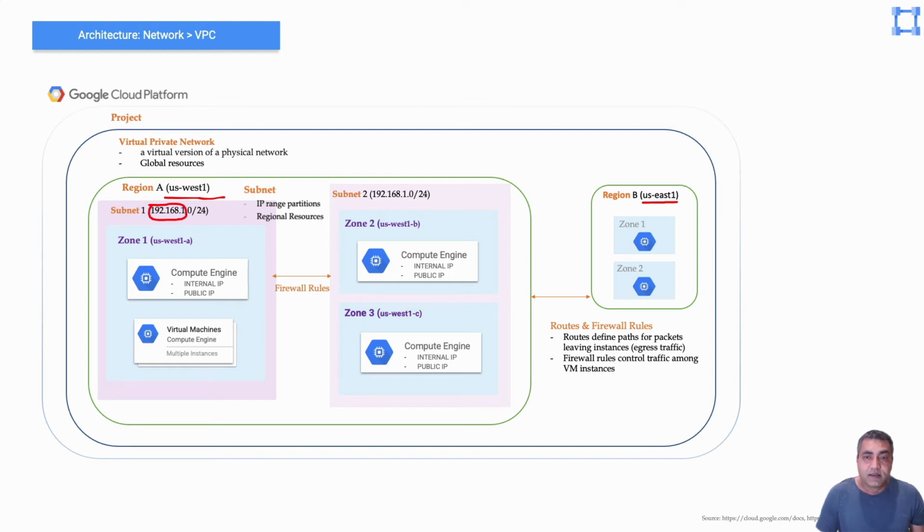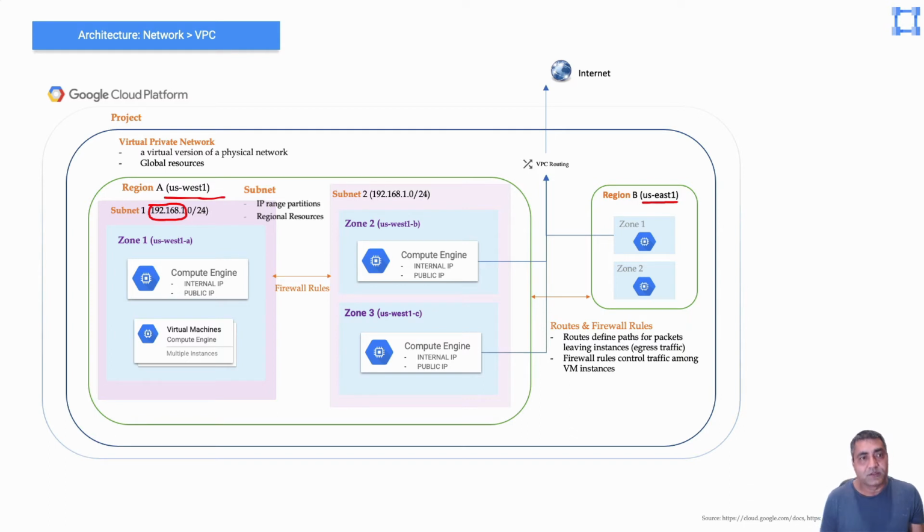Then all of these machines at some point need to talk to the internet. Now, typically, if you have a public IP, you can directly go to the internet, but that is normally not allowed. So you use VPC routing to actually connect to the internet or outside the network.